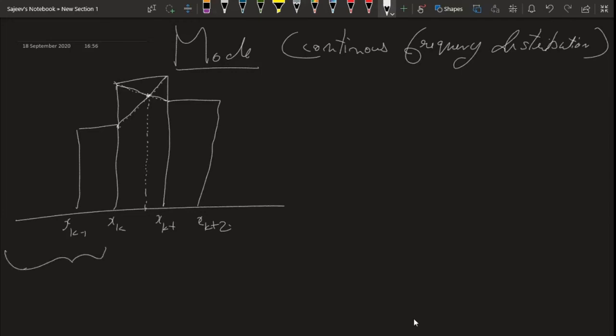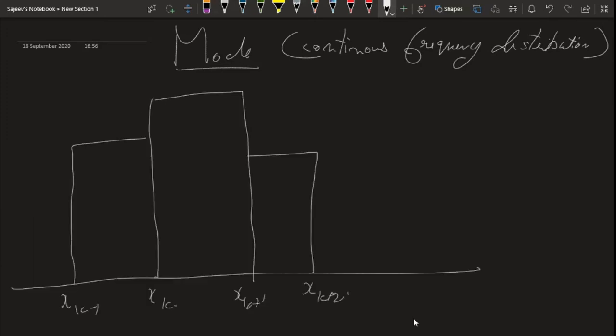So let the length till xk, and the length after xk be x. So essentially what my mode is... Let me draw a bigger diagram, that's better. So here is my better diagram, and let me mark the point which gives us the mode. So that point over there gives us the mode.